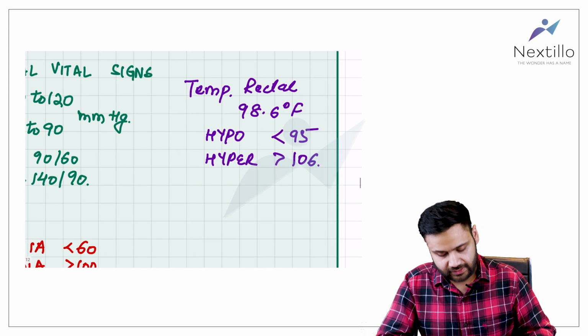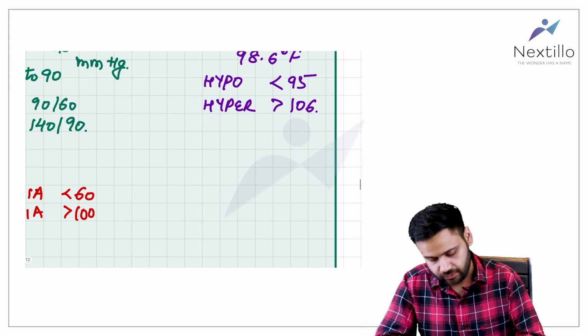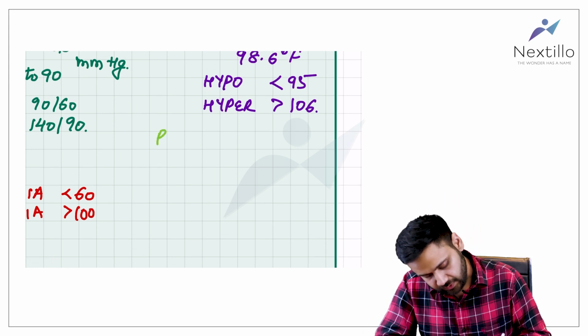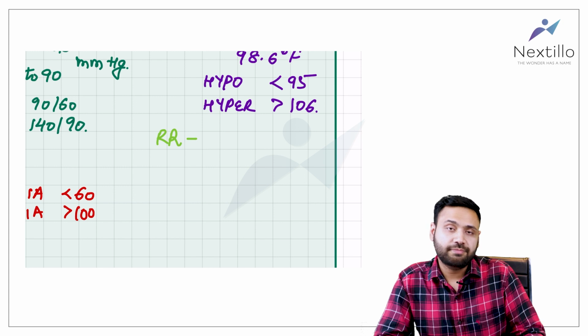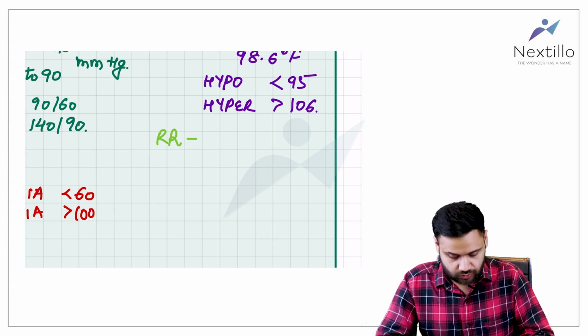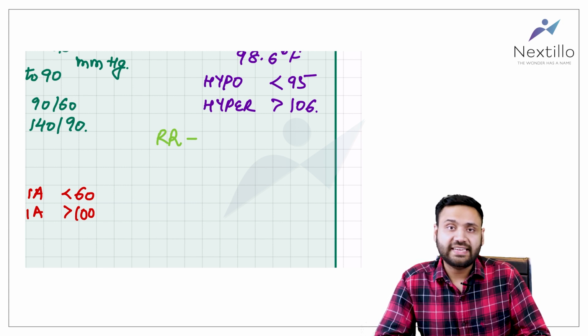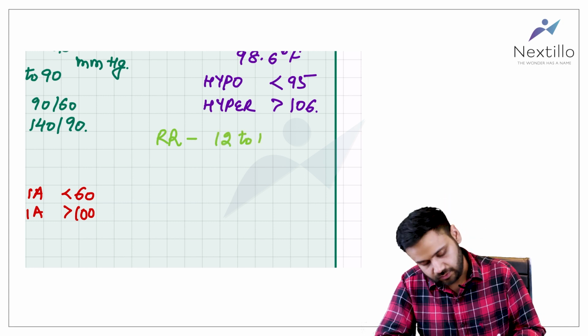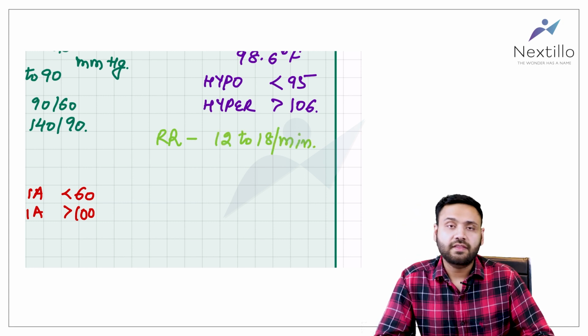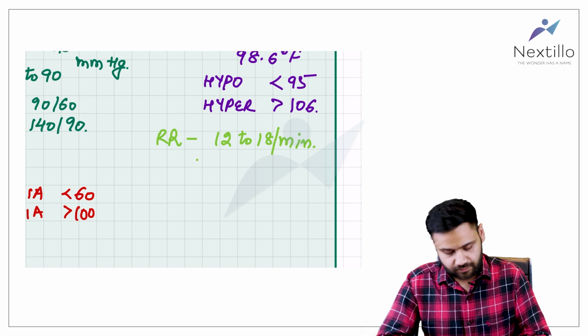The next vital sign is respiratory rate. Normal respiratory rate is the number of breaths taken in a minute. It is between 12 to 18 breaths per minute. And what is tachypnea? When the respiratory rate is more than 18.